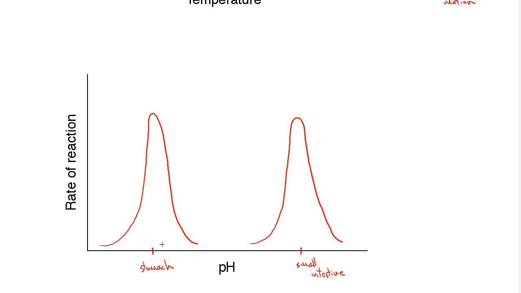The enzyme operating in the stomach will maintain its three-dimensional structure and therefore its function at the pH in the stomach, and the one in the small intestine will do it at that pH. So that's an introduction to the effects of temperature and pH on enzyme activity.